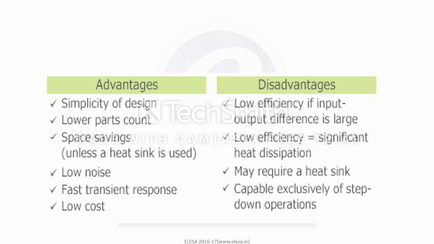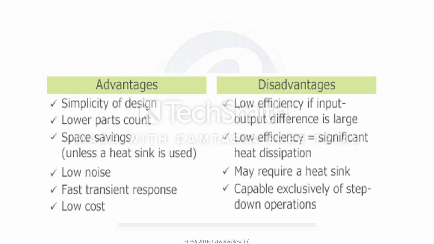Now we will get an insight into the advantages, disadvantages and applications of the series voltage regulator. Advantages are they are simple to design as they contain only transistors and the Zener diode. Their transient response is fast due to fewer components. They are also cheaper due to their simple construction.